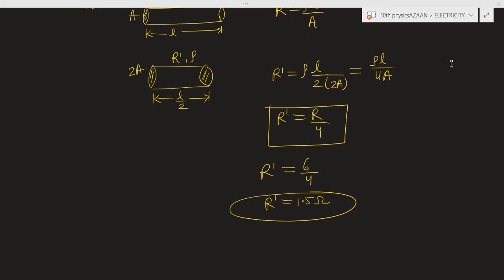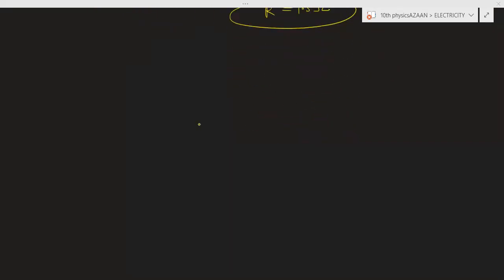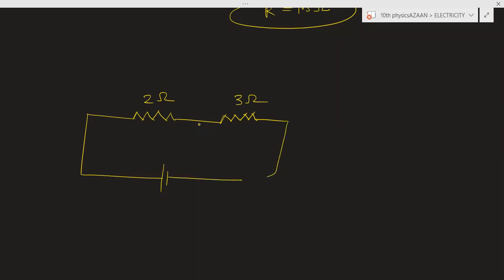Done, sir. Okay. So now I'm just asking one question. Suppose this is a 2 ohm resistance. This is a 3 ohm resistance. This is a 10-volt battery. First question I am asking, what is the equivalent resistance? What is the total resistance of this circuit? And what is the current through each resistance? Can you tell me the answer?